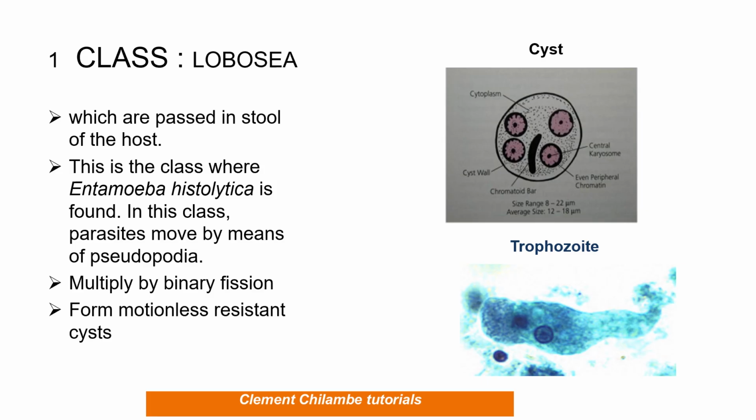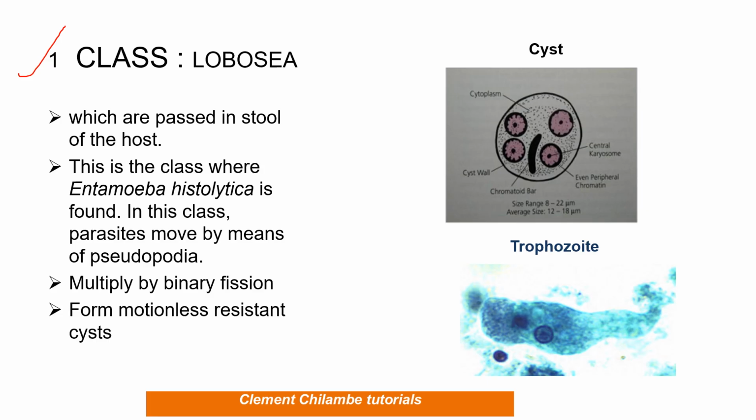So this is under protozoology, right? Look at the first class. The class is Lobosea. So we talked about all those classes there, and now we take a look at an example. Class Lobosea, these are parasites passed in the stool of the host, and this is the class where Entamoeba histolytica is found, right? If you remember our chart very well, this is under protozoology, and this is where we have the Sarcomastigophora.